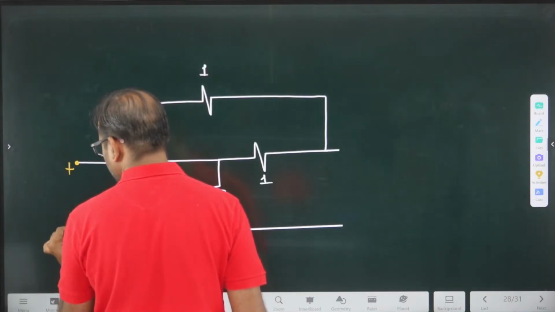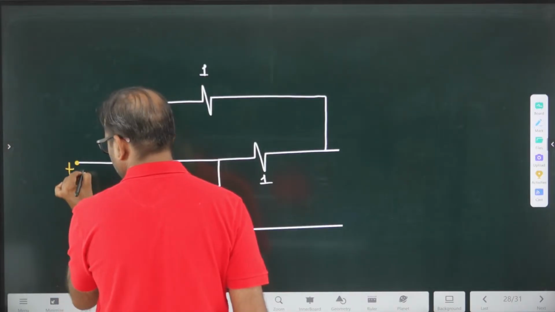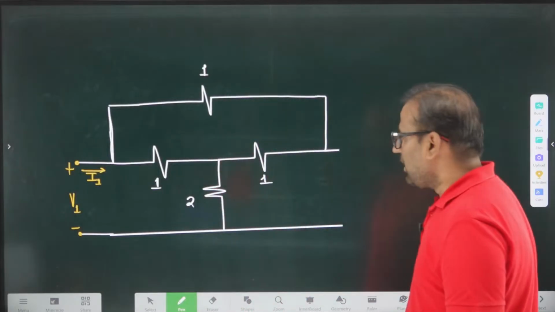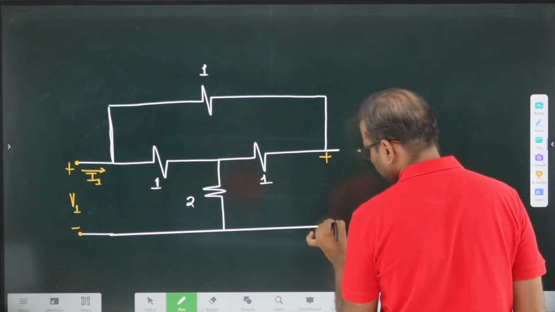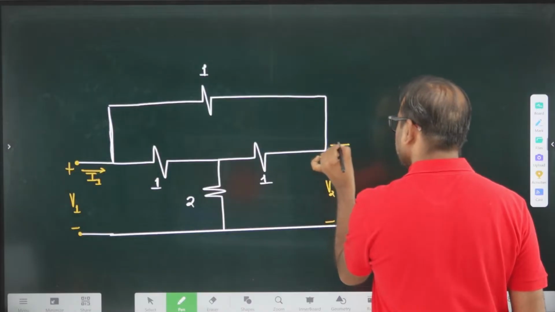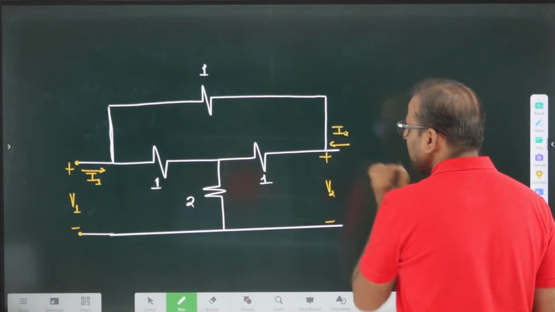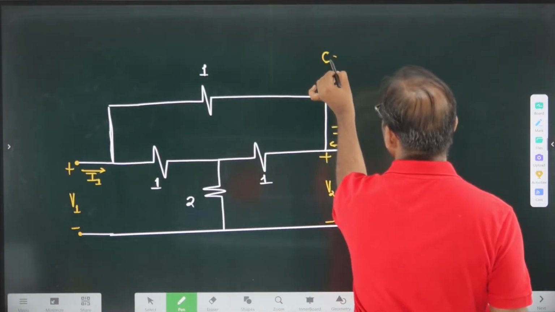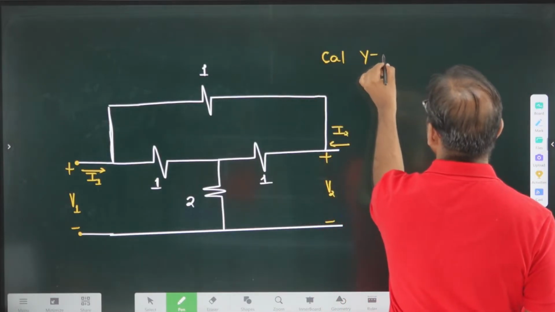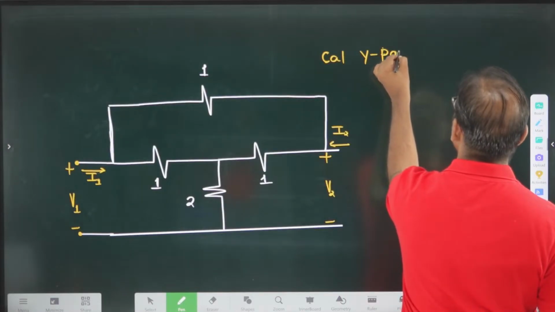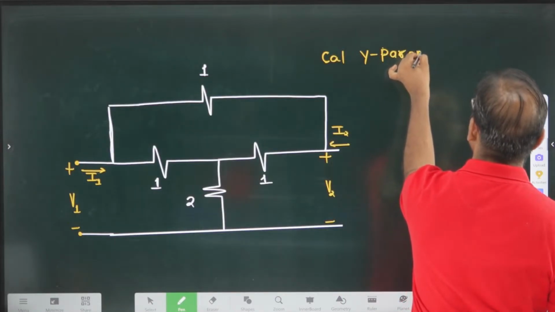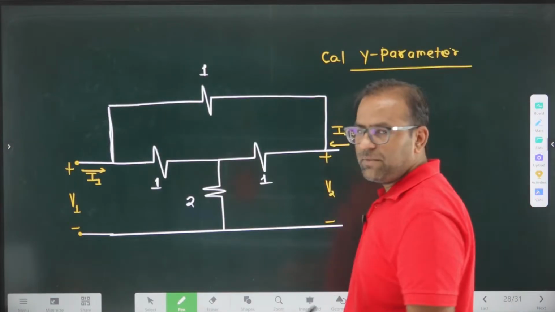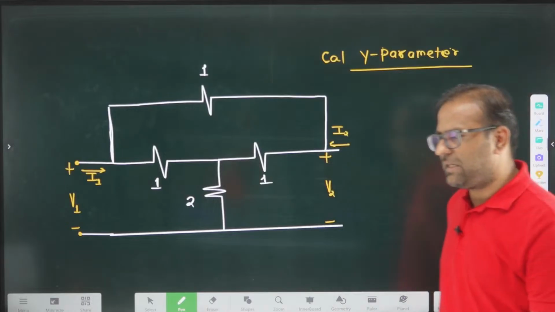So I am calling this V1, this I1, this V2, and this current I2. If you are interested in the y parameter of this network, what is the question? Calculate the y parameter. You can write the y parameter very directly for this question.